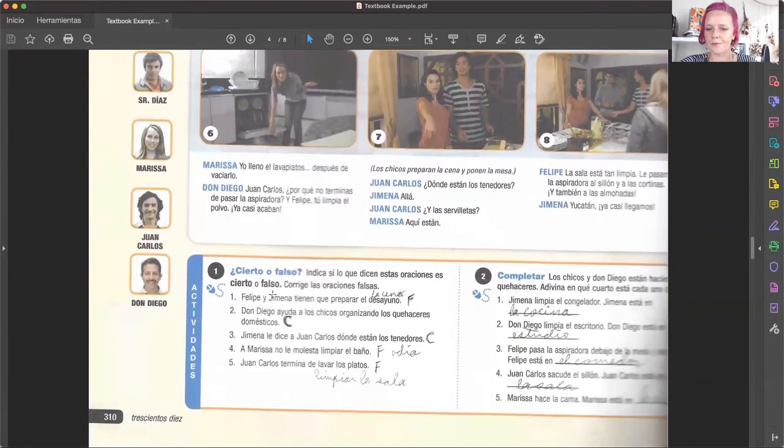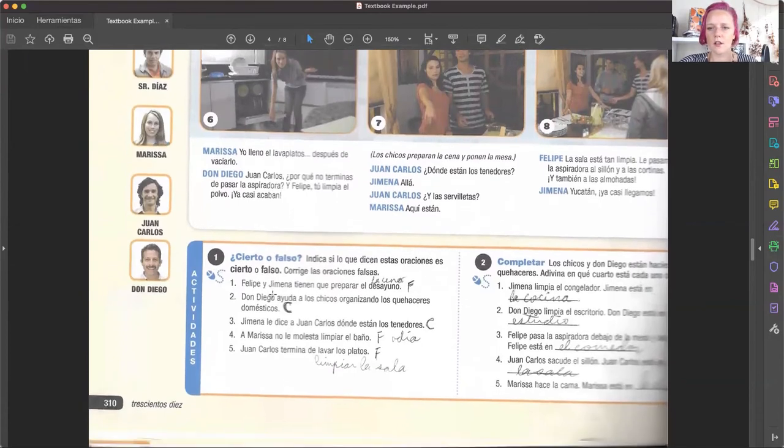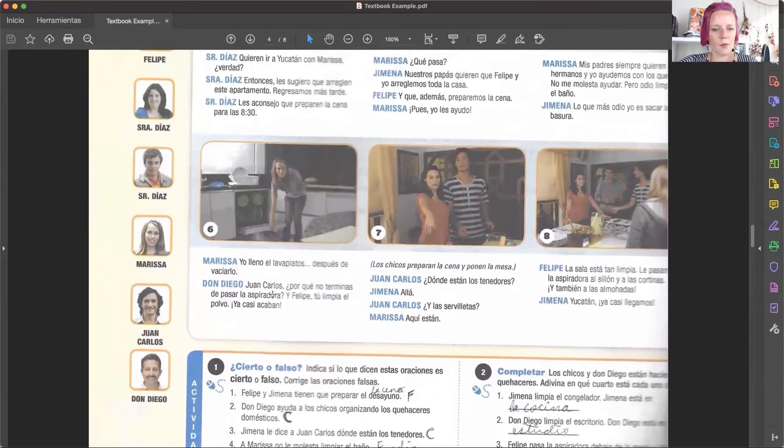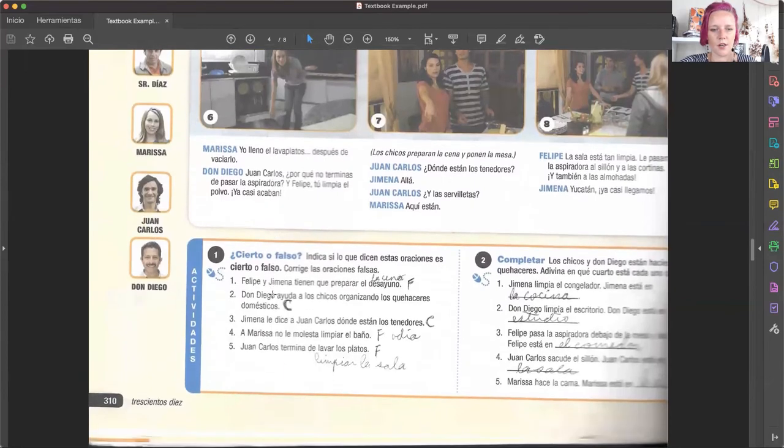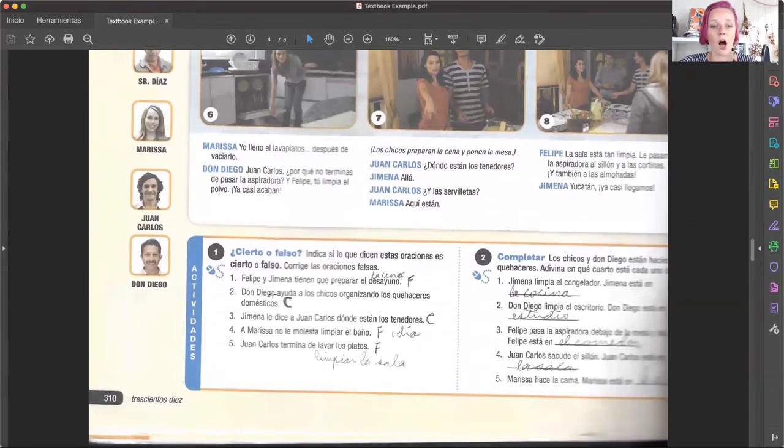Now, what did I want to show you on here? Oh, yeah. Okay, this part. Cierto o falso, true or false. And then it says correct the untrue statements. I don't know about that. I don't know about correcting the false statements.